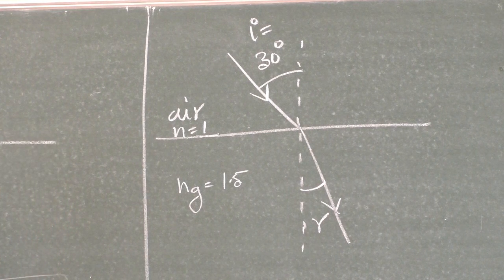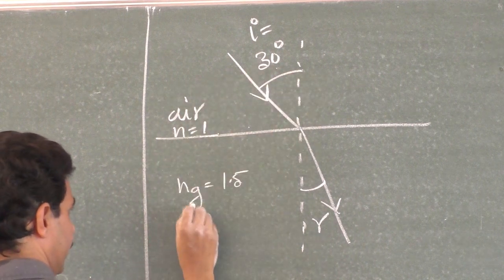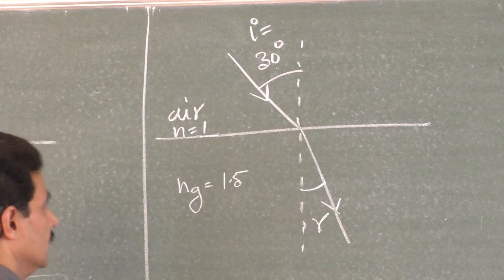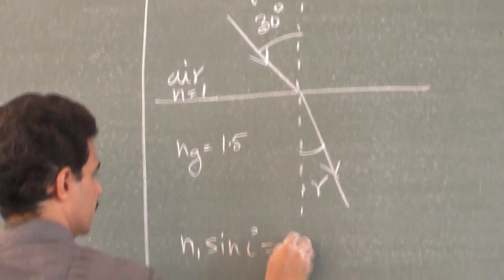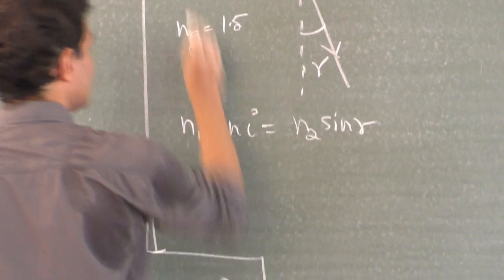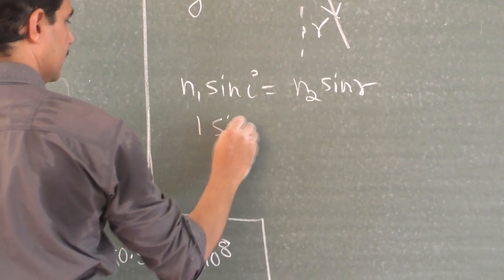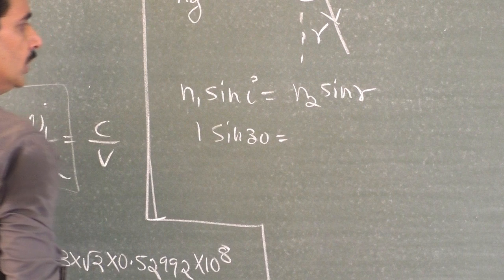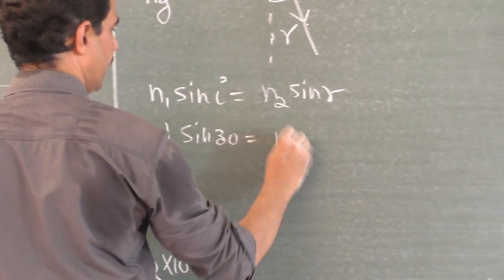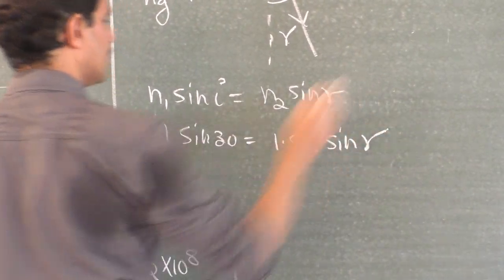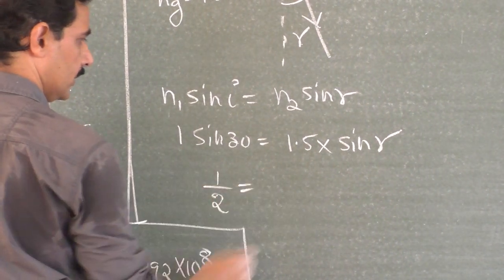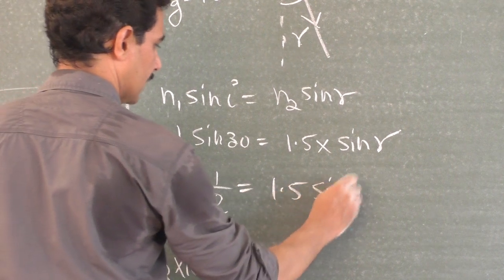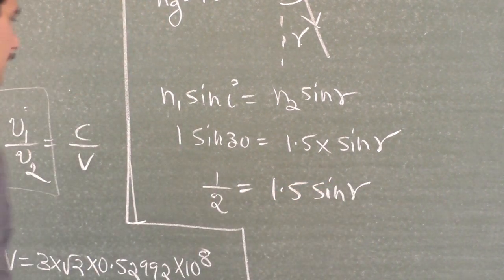You apply the general law: refractive index into sine of the angle. So I will write n1 sin i is equal to n2 sin r. What is n1? 1. Sin i, sin 30, is equal to n2, which is 1.5, into sin r. Sin 30 degrees is half, 1 by 2, equal to 1.5 sin r. So what is sin r?